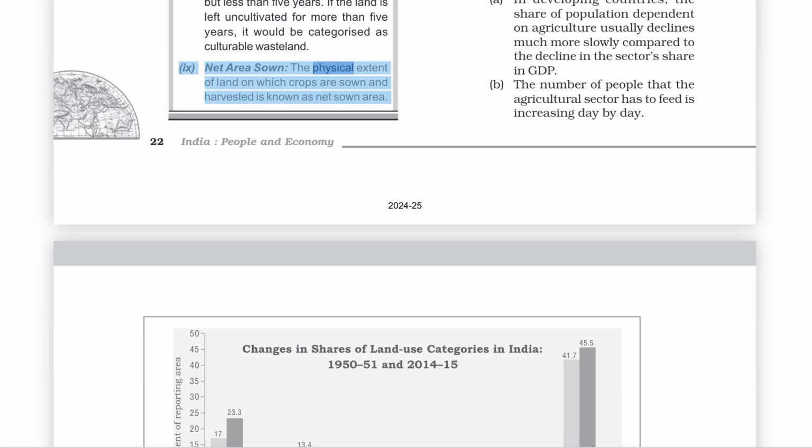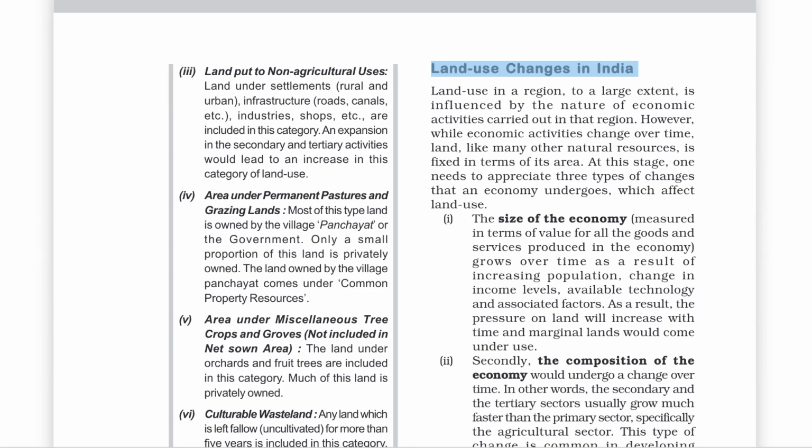9. Net area sown. The physical extent of land on which crops are sown and harvested is known as net sown area.